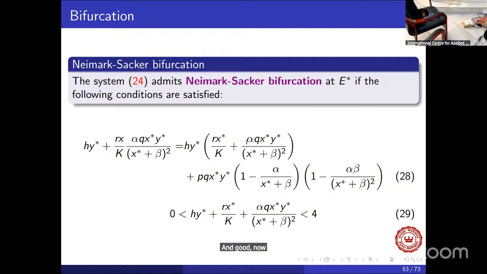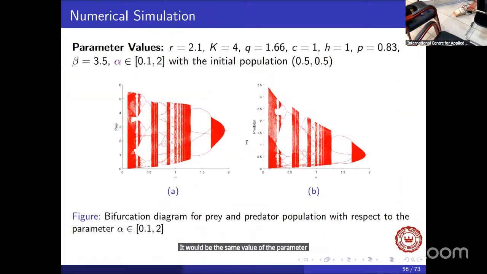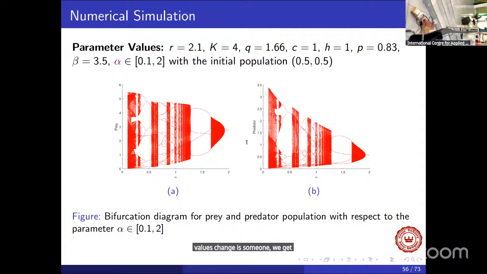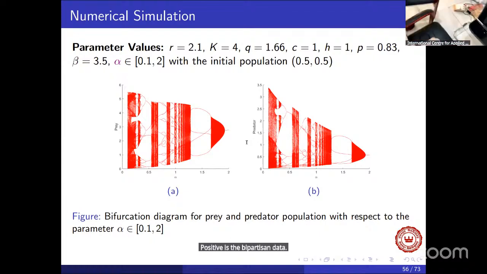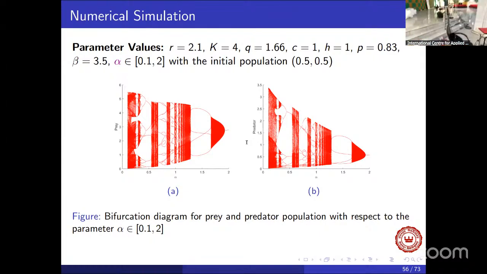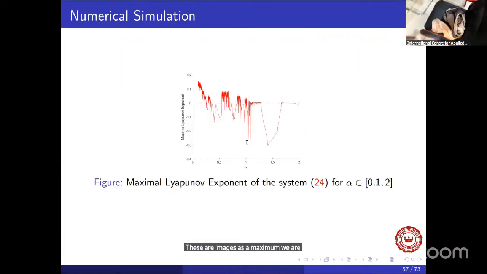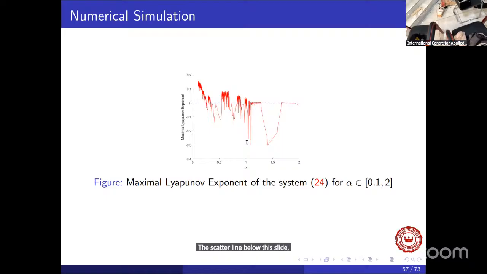And now we go to the numerical results, putting the same parameter values and changing some one to get the following diagram. The first diagram is the bifurcation diagram for prey population, with parameter alpha lying between 0.1 and 2. This is the numerical maximum Lyapunov exponent. The scatter line below this line gives the bifurcation.